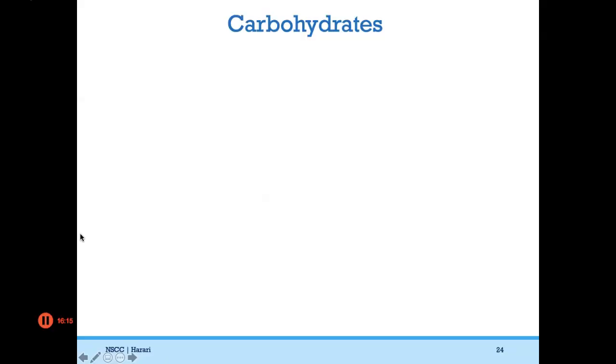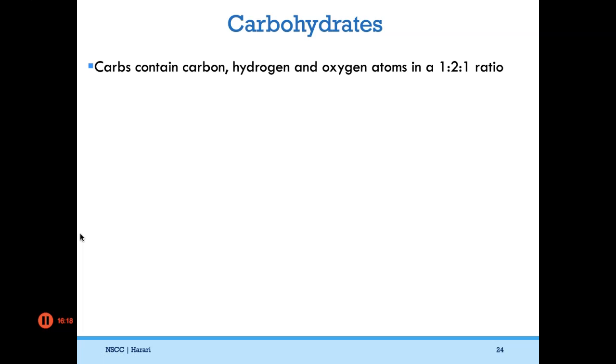So carbohydrates all contain carbon, hydrogen, and oxygen atoms in a 1:2:1 ratio. So all carbohydrates have these three elements. It's indicated by their name, actually. So carb is carbon, O for oxygen, and hydra for hydrogen. So carbohydrates have carbon, hydrogen, and oxygen in a specific ratio. So if there's one carbon atom, that means there are two hydrogen atoms and one oxygen atom. That's the set ratio. So a sugar like glucose, as we'll see, is an example of a carbohydrate that has C6H12O6, which is a 1:2:1 ratio.